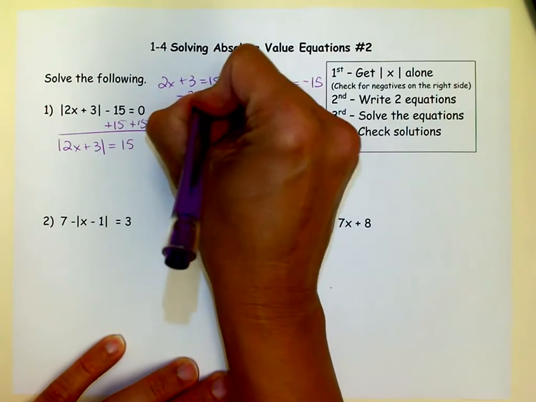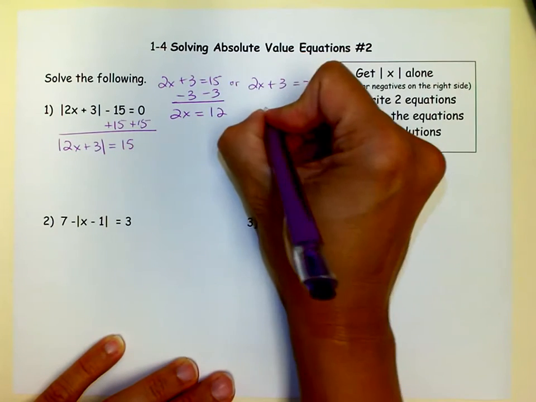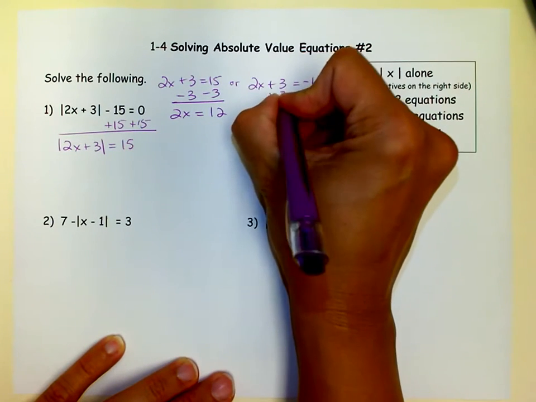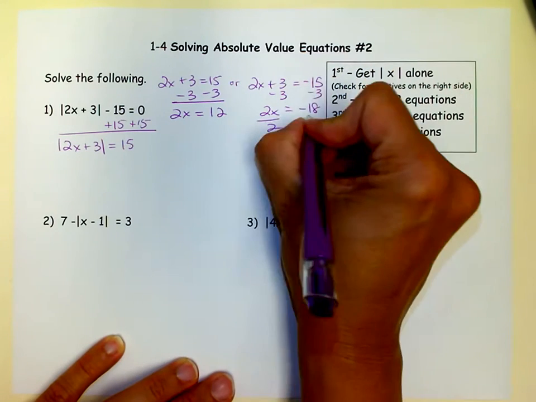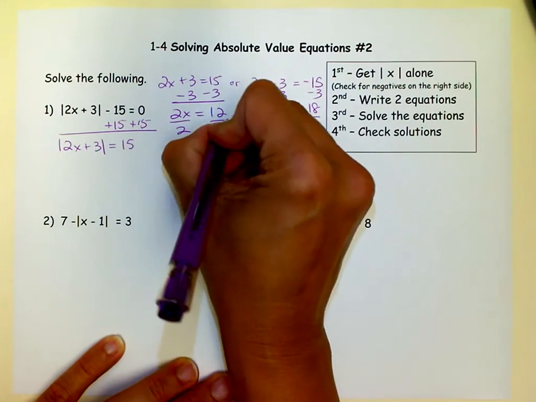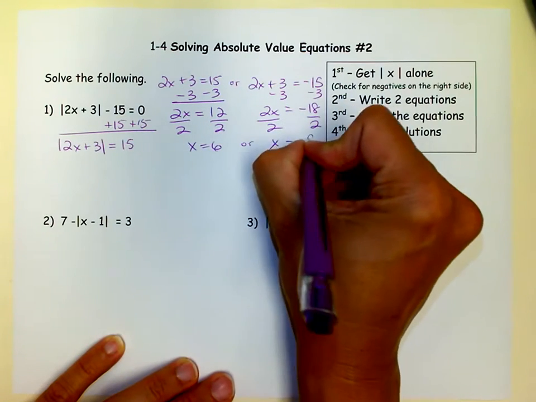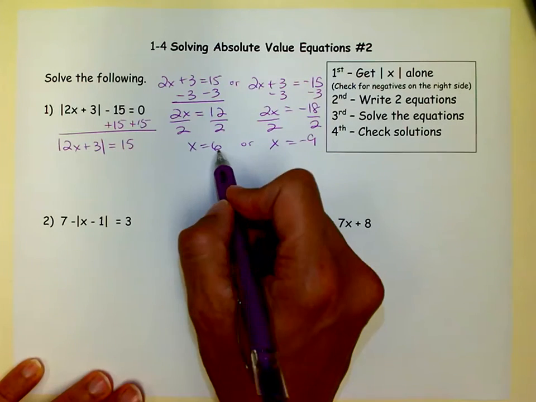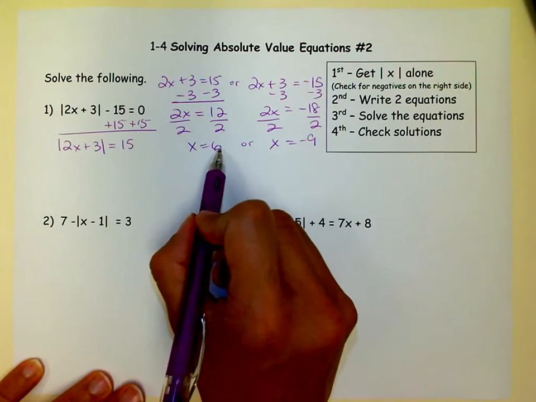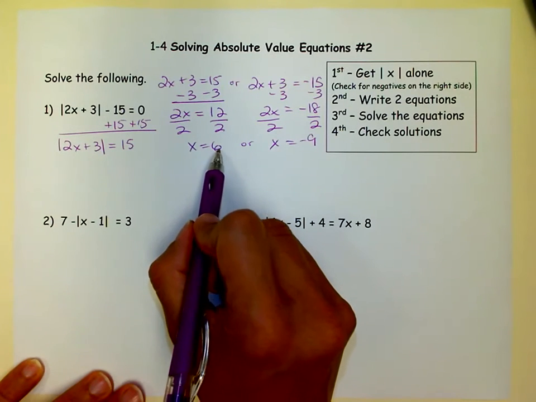This would have to equal 15 or negative 15. So now we solve. We get 2x equals 12 or 2x equals negative 18. And when we divide both sides by 2, we get x equals 6 or x equals negative 9. So those are our solutions, and now we check. We'll just check verbally. You could do this on your calculator or on a computer, on paper.